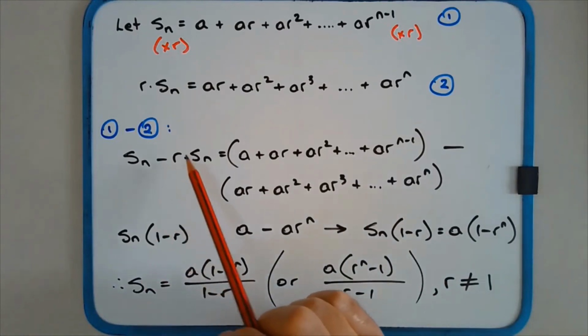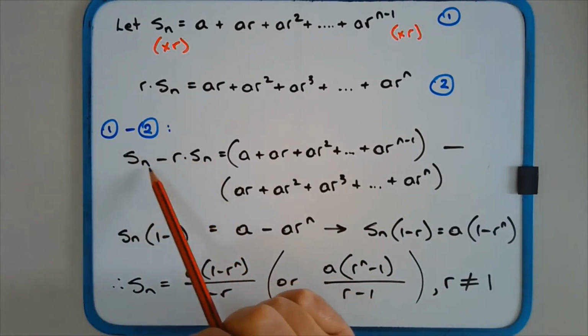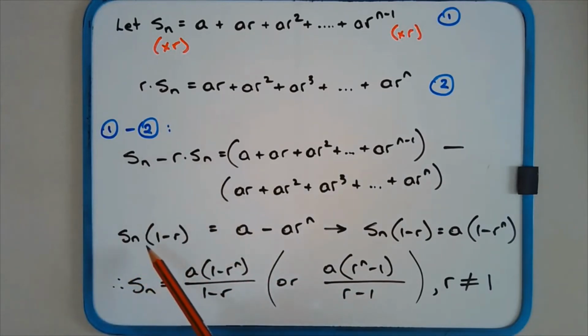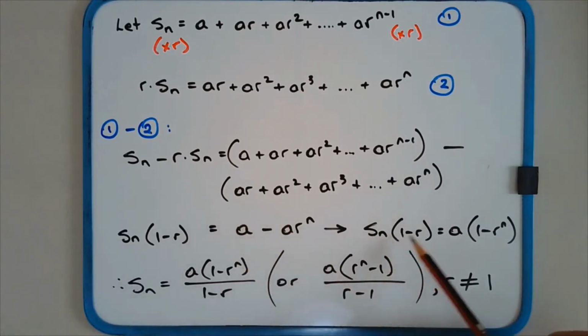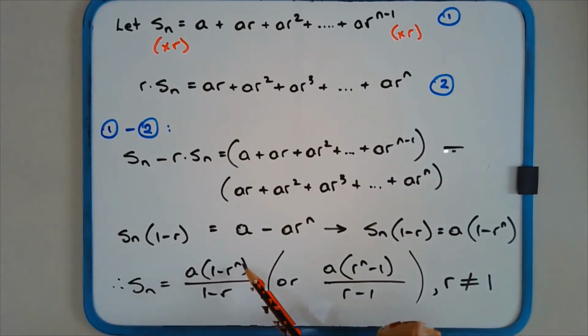So if we factorize the left-hand side here, so taking Sn out as a common factor, we have Sn outside of 1 minus r is equal to a minus ar to the power of n. And if we factorize a from the right-hand side of this equation, we have Sn outside of 1 minus r is equal to a outside of 1 minus r to the power of n. Now, dividing both sides of this equation here by 1 minus r, we have the sum of the first n terms of the geometric series is equal to a outside of 1 minus r to the power of n in brackets divided by 1 minus r.